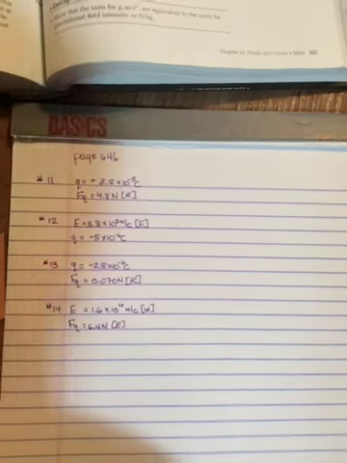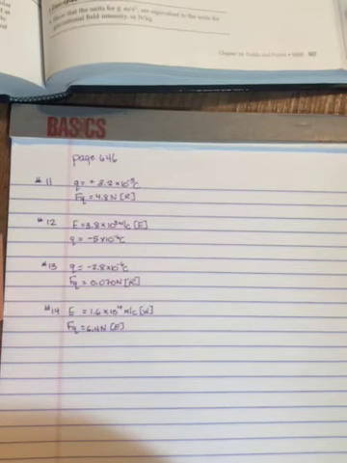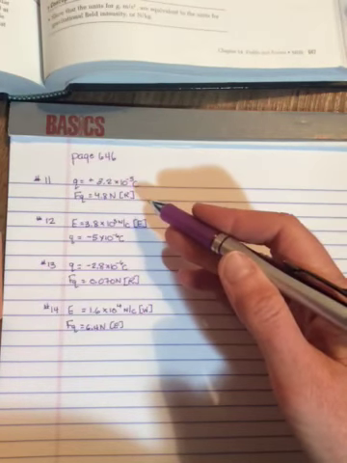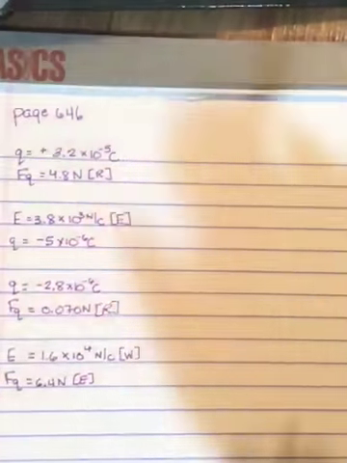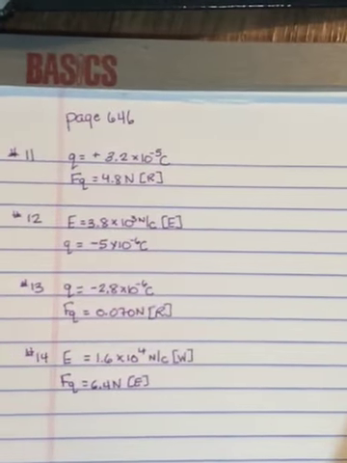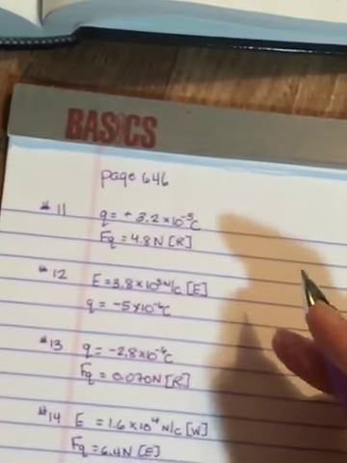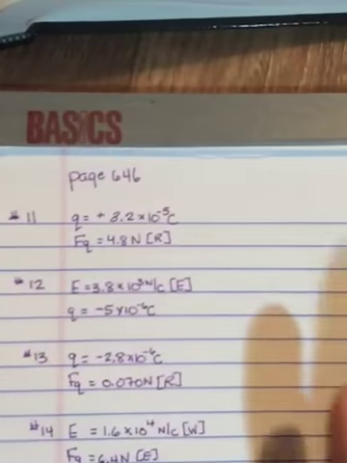Okay, so the questions on page 646. There's four of them. They're with electric field. All of them either give us a Q and an FQ, or an E and a Q, or an FQ and an E. So all of them are with electric field strength.